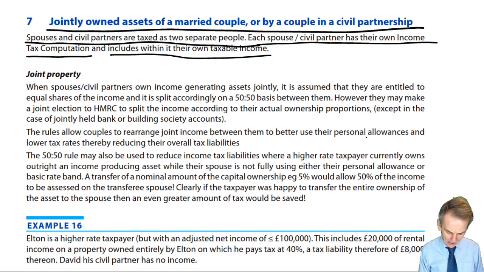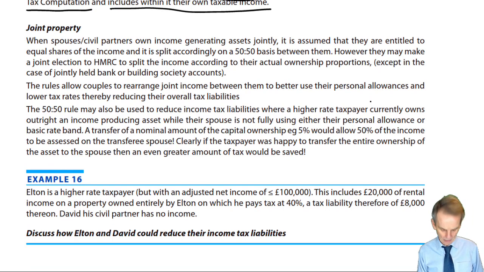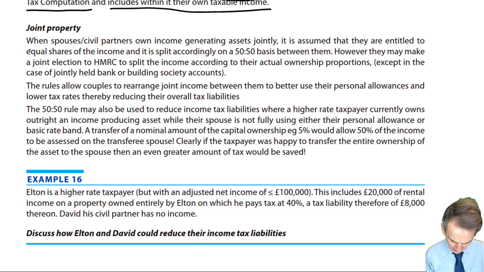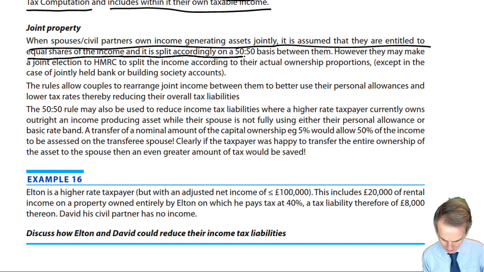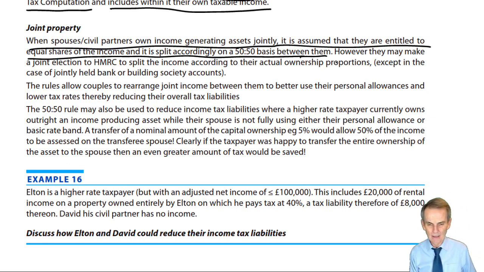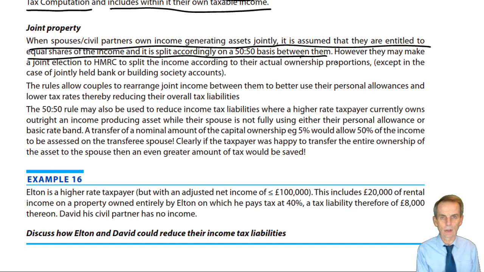What happens, therefore, where they own an asset jointly? Well, as we said, we have a very simple rule. Where spouses or civil partners own income-generating assets on a joint basis, it is assumed that they are entitled to equal shares of the income, and it's split accordingly on a 50-50 basis between them. Yes, we've got the 50-50 rule. So it's ever so easy. If you've got a joint deposit account from which you earn interest, you split that interest received equally between the two spouses, half going to his computation, half going to hers. It is split evenly. If they jointly own a rental property, again it is split equally between those two spouses or civil partners. They each get half of what would otherwise have been assessable.